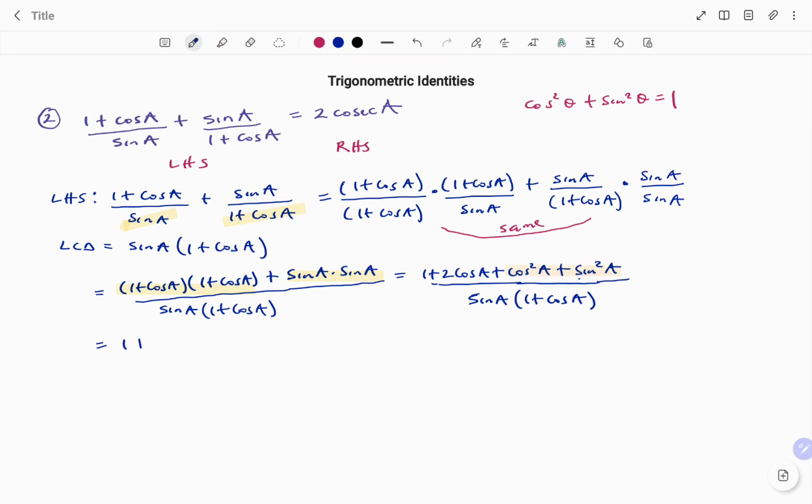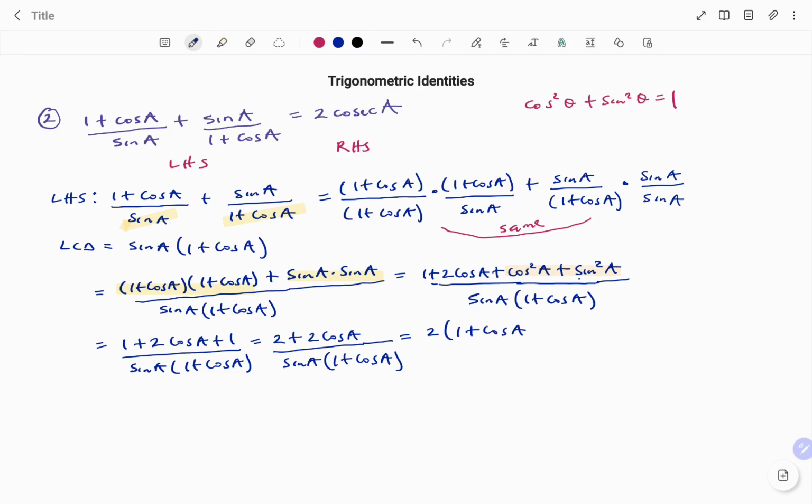I have 1 plus 2 cos A plus 1 over sine A multiplying 1 plus cos A, and that will be 2 plus 2 cos A over sine A multiplying 1 plus cos A. If I factorize at the top, 2 is a common factor, so I have 2 open bracket 1 plus cos A over, I still have my sine A, 1 plus cos A.